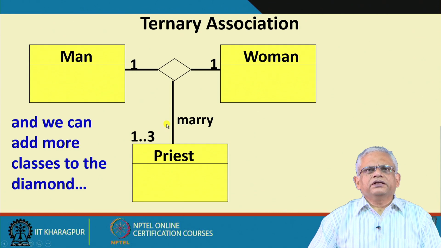And we can have a quaternary association where we add another class to this. For example, witness. The marriage was witnessed by specific persons, so we can have witness here, with a star cardinality.